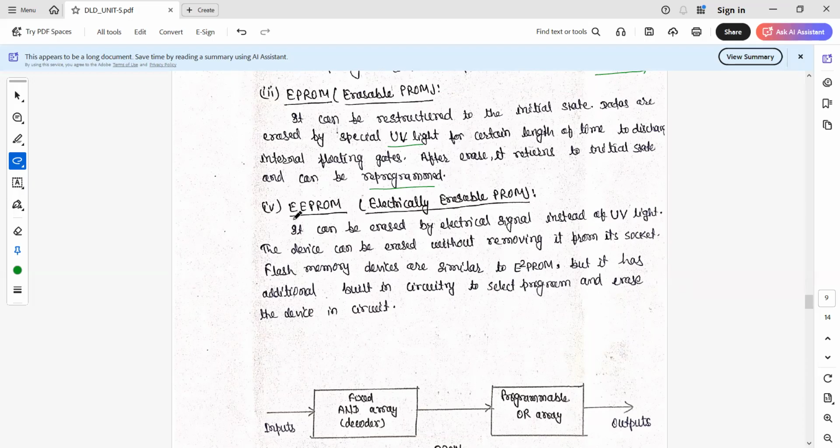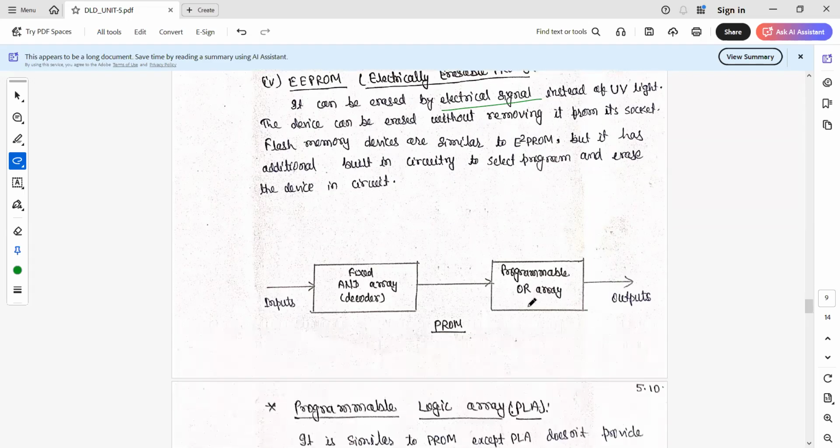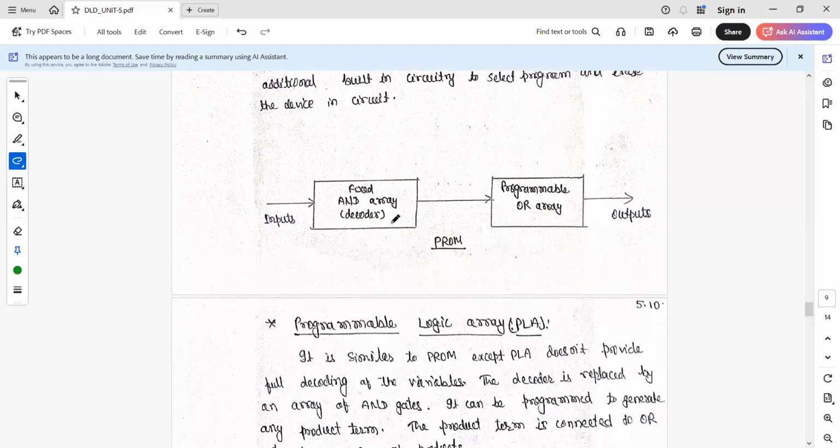Whereas in the case of the EEPROM, which can also be called E square PROM, it is the electrically erasable PROM, where in place of UV light, we use an electrical signal. So this device doesn't require removal from the socket during working condition. Also, we can erase the information. And later we'll see how we can design the PROM.